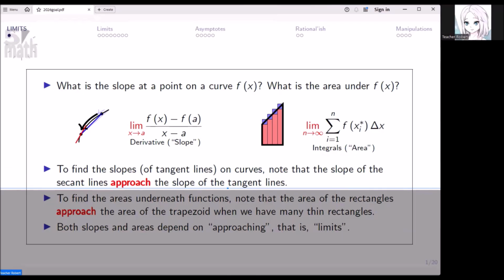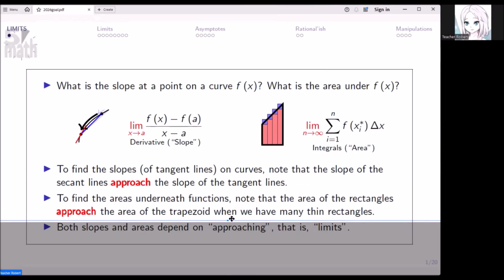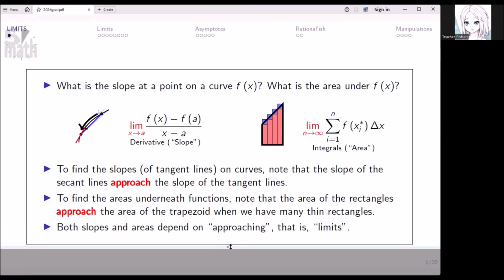To find the slopes of tangent lines on curves, note that the slope of the secant lines approach the slope of the tangent lines. To find the areas underneath functions, note that the area of the rectangles approach the area of the trapezoid when we have many thin rectangles. Both slopes and areas depend on approaching, that is, limits.